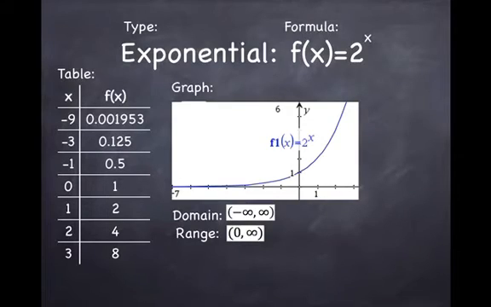All right, how did you do? Did you write the range correctly? Did you use a bracket or parentheses next to the 0? You should have used parentheses because you've got an asymptote there. You cannot land on y equals 0.